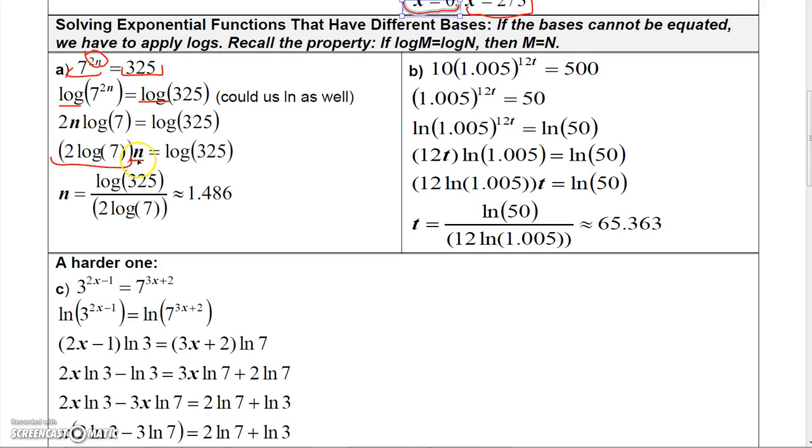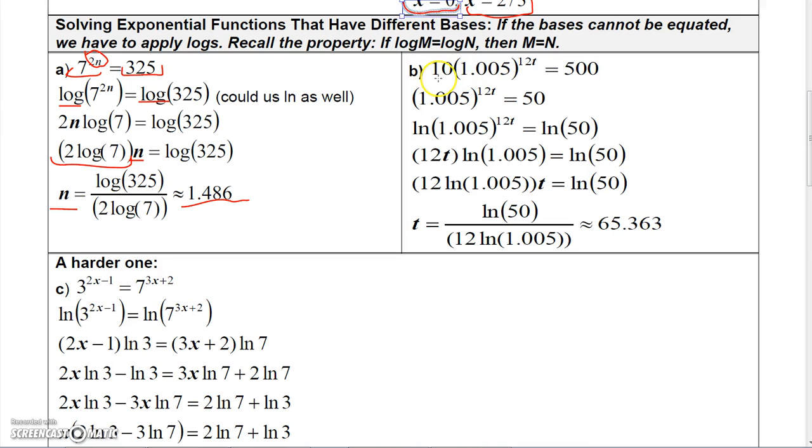So if I want to isolate n, I can just divide both sides by this number. So if I divide the left side by 2 log 7, then it'll just cancel and I'll get n on the left. And then if I divide the right by 2 log of 7, I just get log of 325 divided by 2 log of 7. And make sure you put that in parentheses so that when you put it in the calculator, you get the right answer. 1.486.